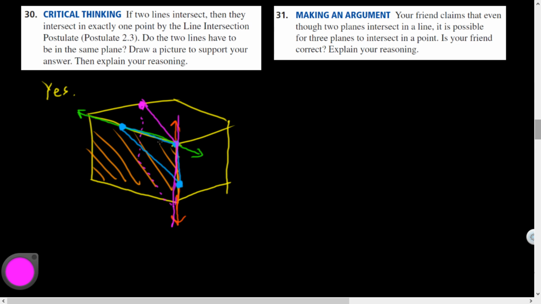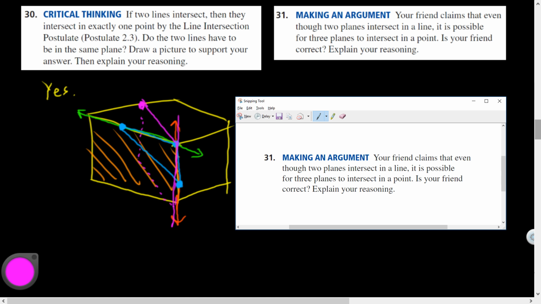Well, let's see. So anyways, back to the blue points. Since I have 3 points that form a plane, the lines that pass through those points exist entirely in that plane, and then those 2 lines are on the same plane. All right, that's the idea. Actually, maybe I will show you the picture that the book gave.